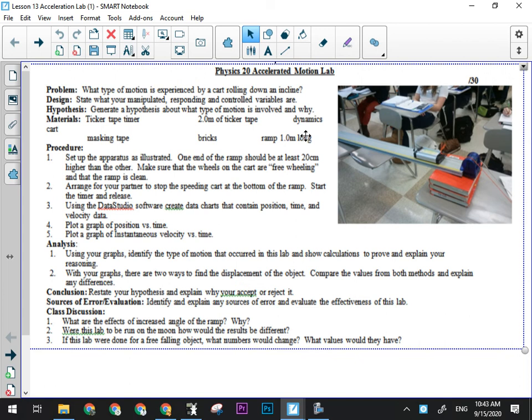So, the problem we're investigating: what type of motion is experienced by a cart rolling down an incline? Gosh, I don't know. Might have something to do with the title. Obviously, it's going to be accelerated motion. So for our design here, the purpose of this lab is to work on acceleration, but also to get experience using velocity versus time graphs, as that might help you a little bit with your design.